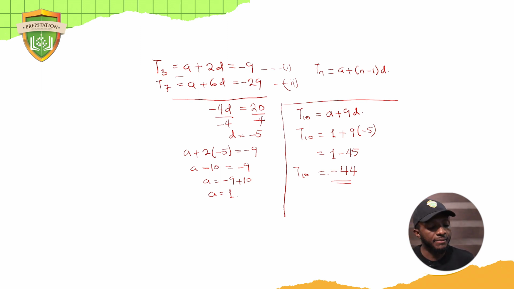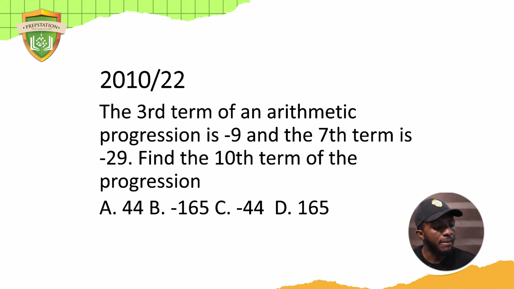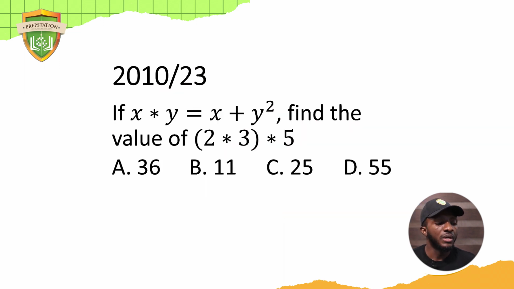So that is the 10th term, minus 44. I'm sure this is clear. So let's go back to find the answer. Minus 44 is the correct answer, and it's option C. Now, this question is on binary operation. It says if x operator y equals x plus y squared, we're told to find the value of 2 operator 3 operator 5. So let's go straight.